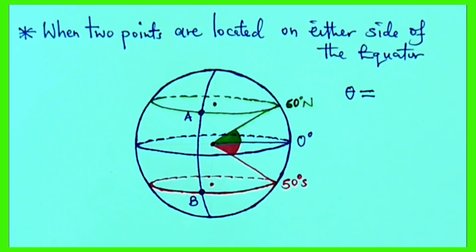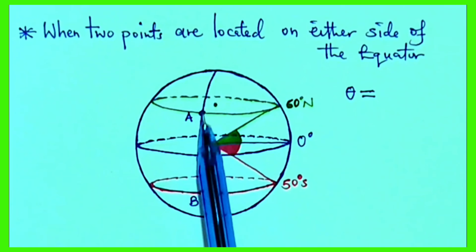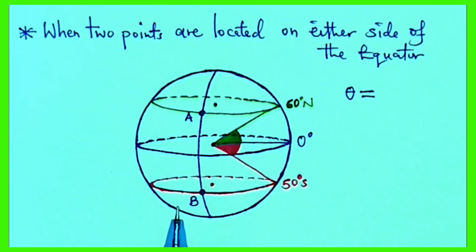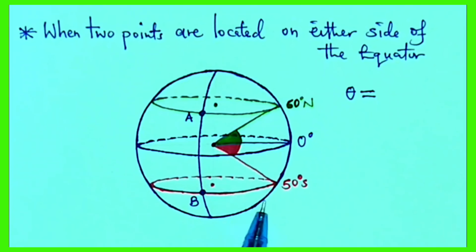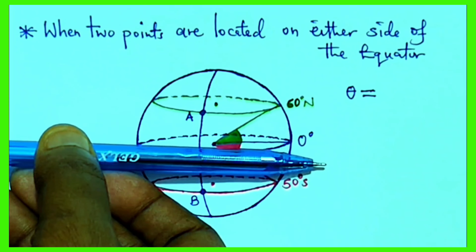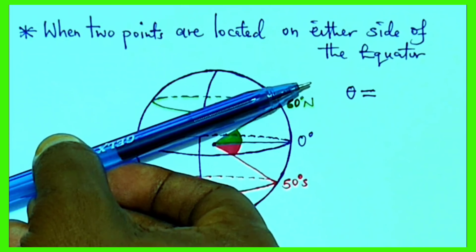What about when the 2 points are on the same longitude but on either side of the equator? For instance, this is point A found on the latitude 60 degrees north, and this is point B found on the latitude 50 degrees south. So theta here, we are going to consider the beta as far as point A is concerned. So beta here will be 60 degrees north, plus beta as far as the point B is concerned, which will be 50 degrees south.